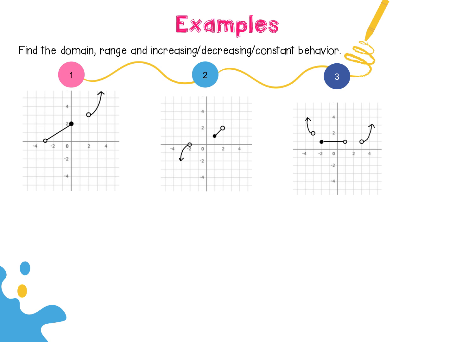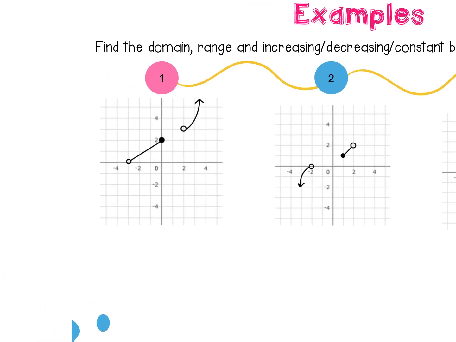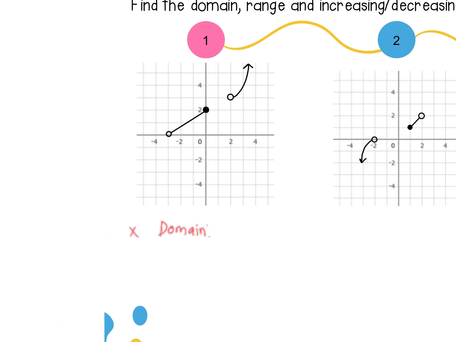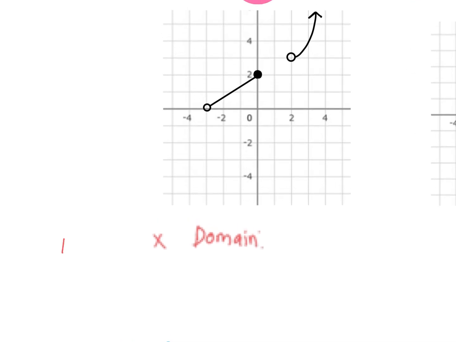Okay, so we're going to start with example 1. Let's first start with finding our domain and range. All right, so we'll start with the domain. Domain is going to be your x values, right? And you're reading it from left to right. So x values, and you're going from left to right, in this direction.